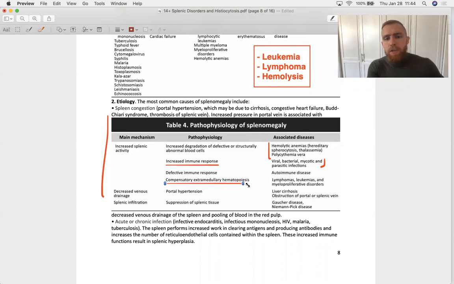Compensatory extramedullary hematopoiesis. The spleen is a filtering organ and it's a hematopoietic organ. So when you have a leukemia, which is a bone marrow cancer, those present with cytopenias because this cancer in the bone marrow is growing and expanding and crowding out red blood cells and platelet precursors, megakaryocytes, and white cells from proliferating and getting into the blood.